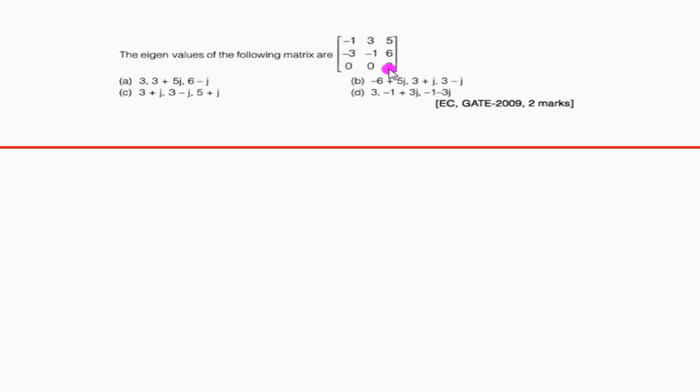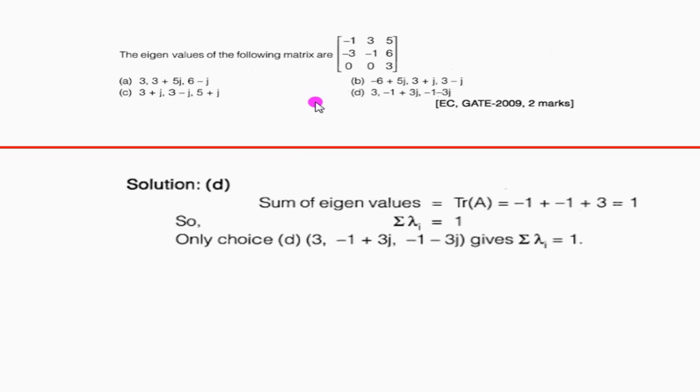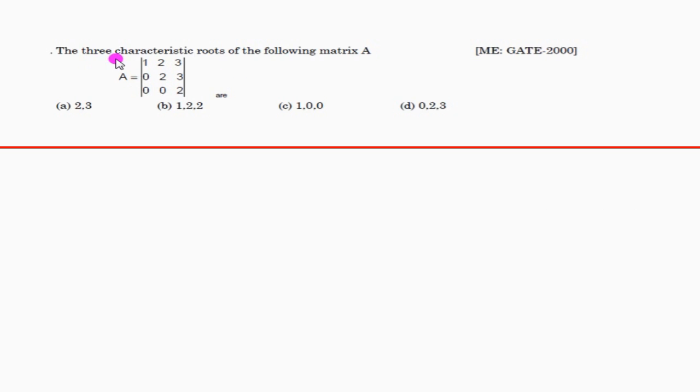The eigenvalues of the matrix are, so the sum of the eigenvalues must be equal to the sum of the diagonal. So the sum of the diagonal values is equal to 1. Adding these eigenvalues, whichever provides 1, that is the answer. In this case, only choice D satisfies these conditions, hence D gives the eigenvalues. The three characteristic roots of the following matrix A are 1, 2, 2. The answer is B, because for an upper triangular or lower triangular matrix, the eigenvalues are just the diagonal elements. Using that property, we can say the characteristic roots are 1, 2, 2.